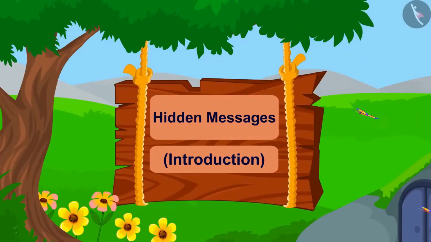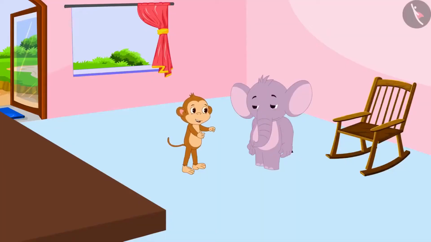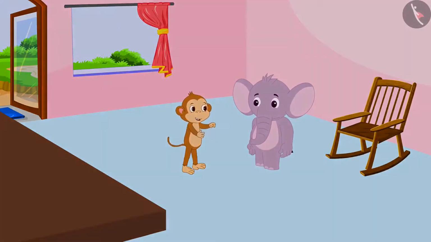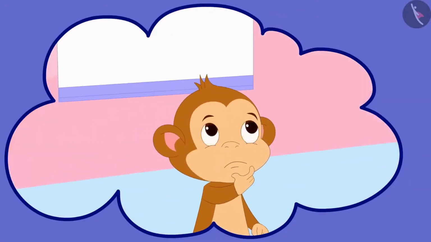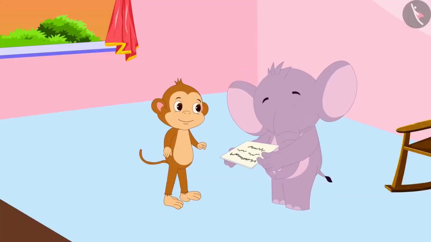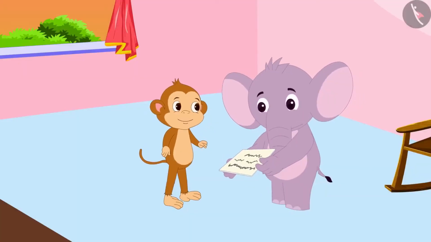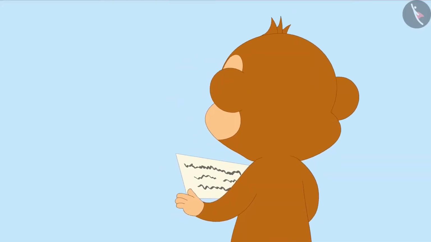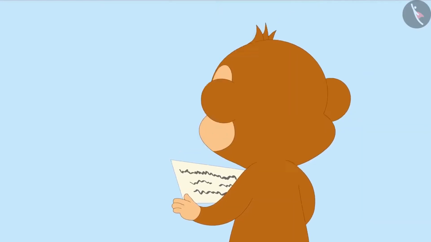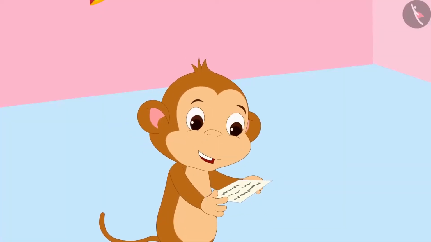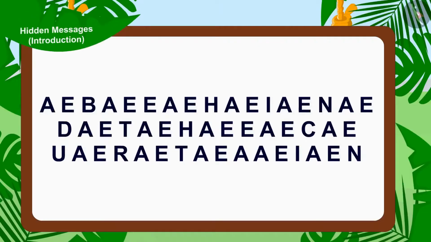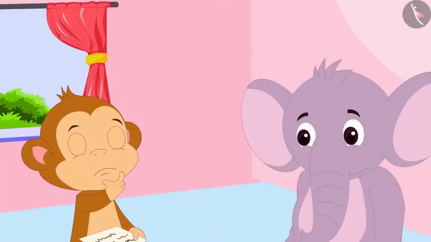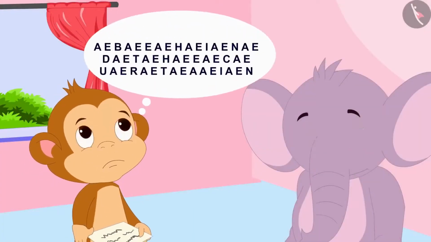In this video, we will learn about hidden messages. Appu and Babban are playing a game. Appu has hidden an object and Babban has to find that object. Appu has written some letters for Babban. Babban will find clues from those letters to find the object. When Babban opened the first letter, he found something like this written in it. Babban could not understand anything.